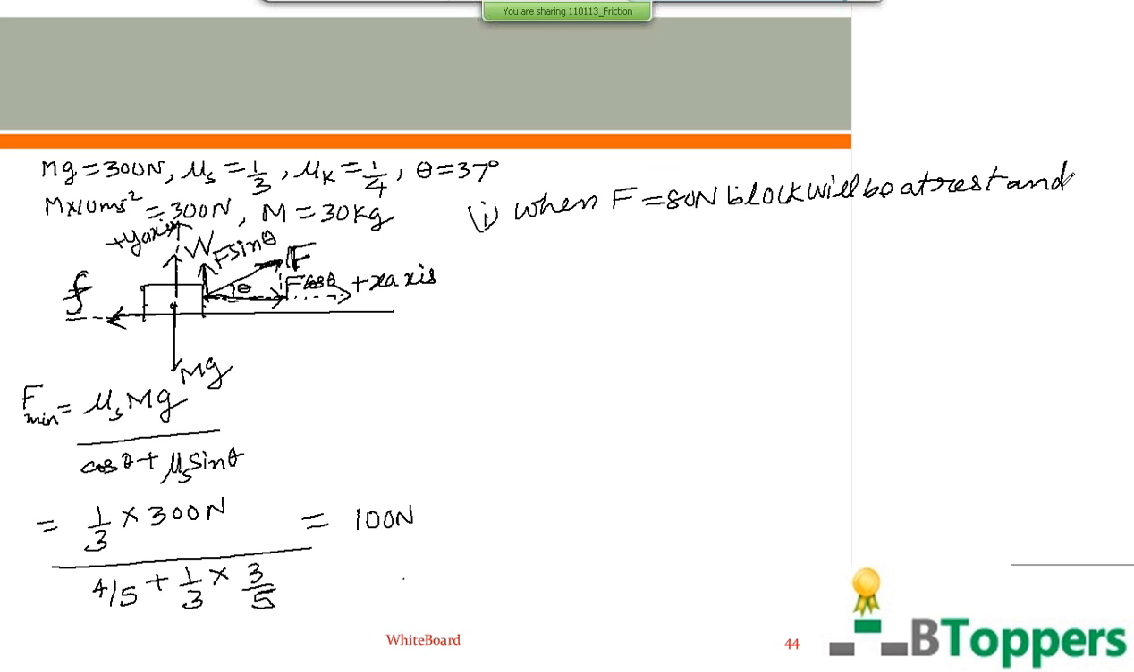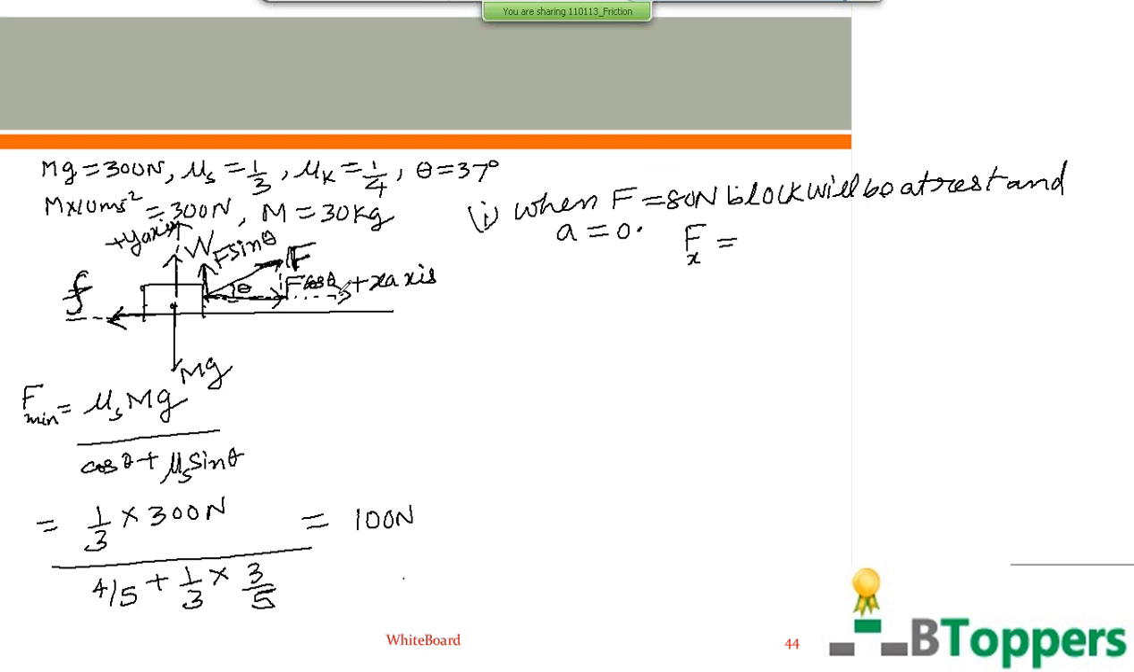And acceleration of the block will be 0. The frictional force on the block when it is at rest we call static friction. The x component of the resultant force on the block is denoted by F subscript x.